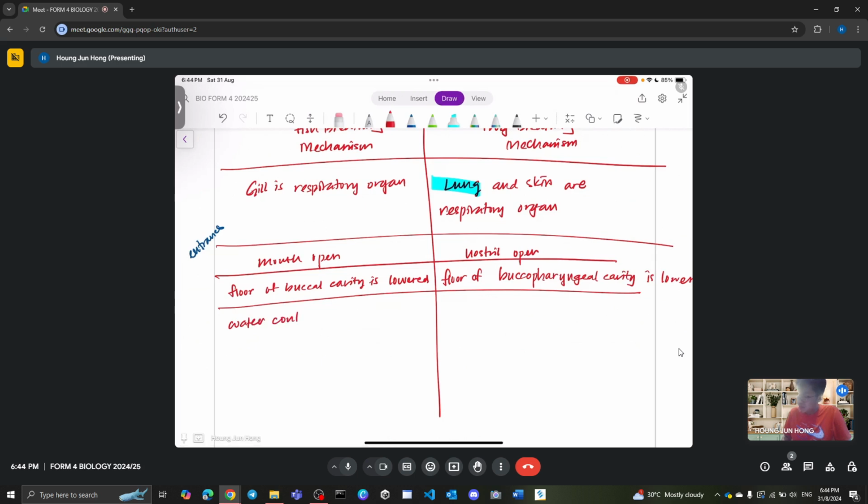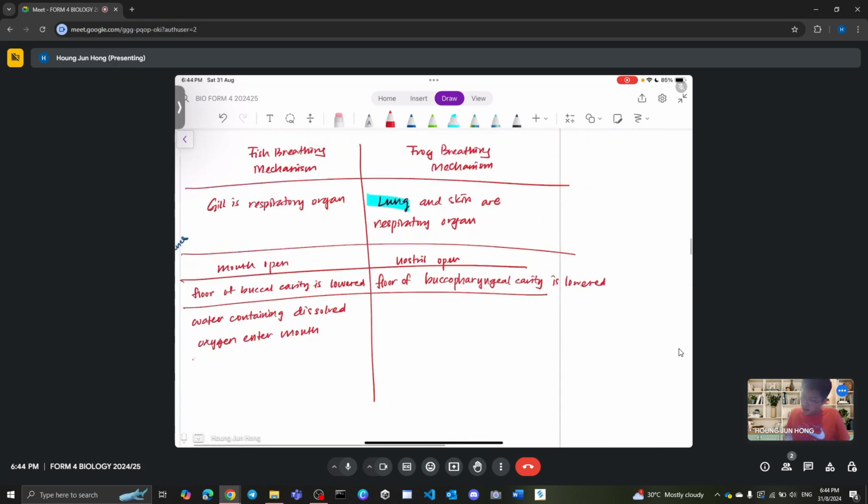Water containing dissolved oxygen enters the mouth. On the other side, air enters your buccopharyngeal cavity. So basically the air and the water are drawn inside due to the VPA.